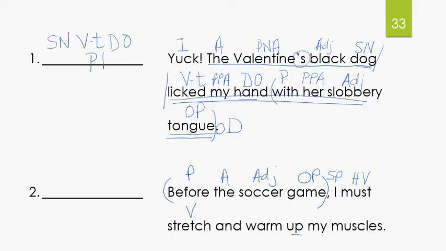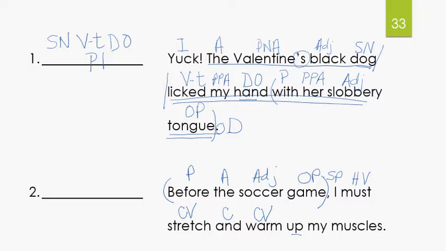Oh look, they have to do two things. I must stretch and warm. There's another verb. So what do we do when there's two verbs? They're compound, so we put our C in front of our verb. We label our conjunction and C because it's a conjunction. And, but, or are three of the most popular conjunctions.